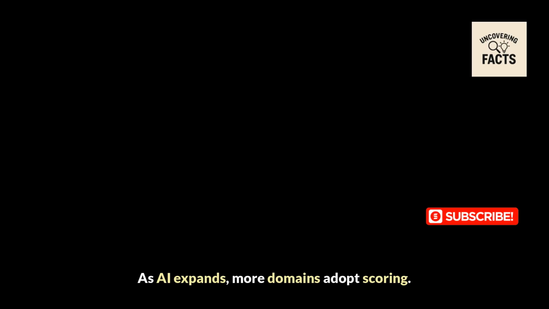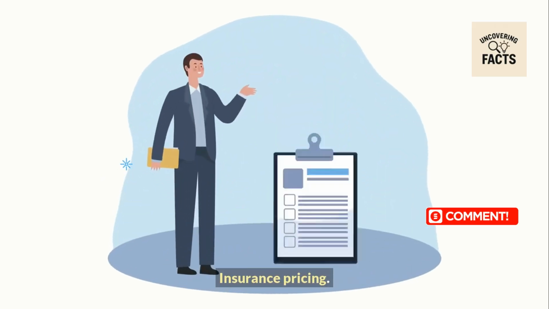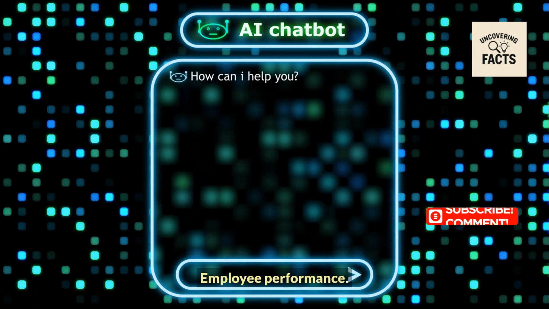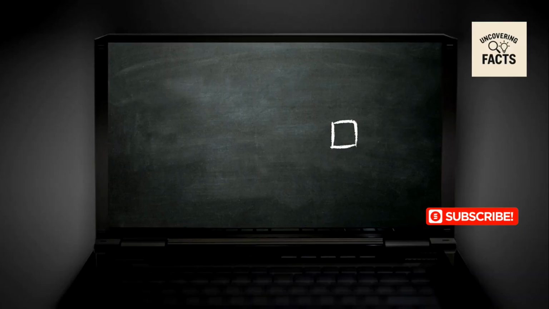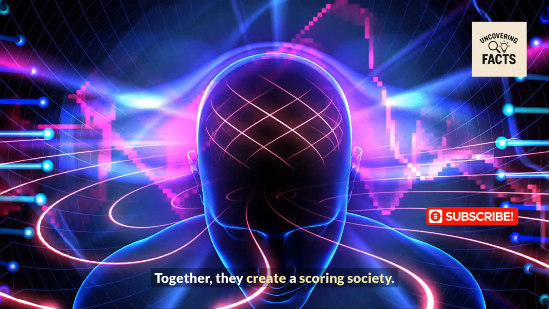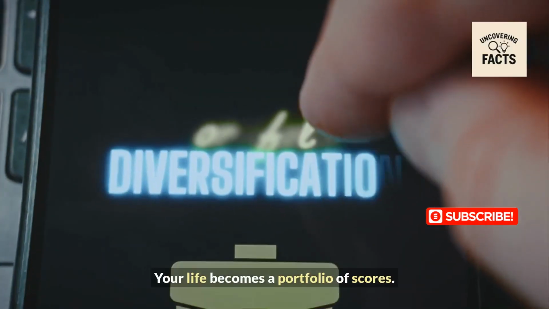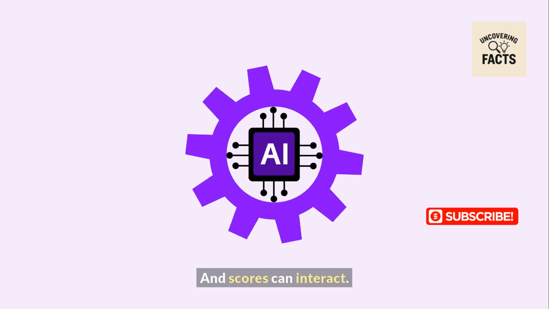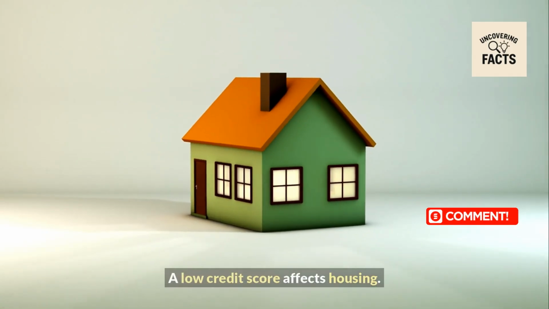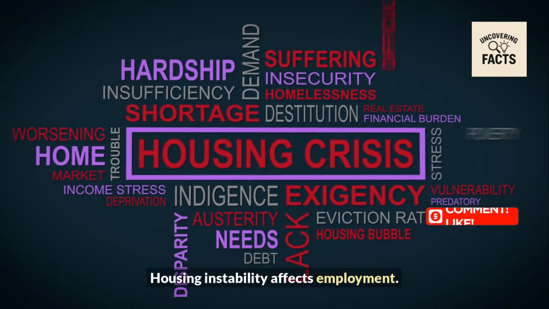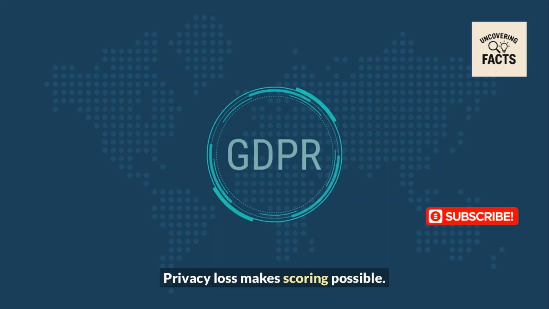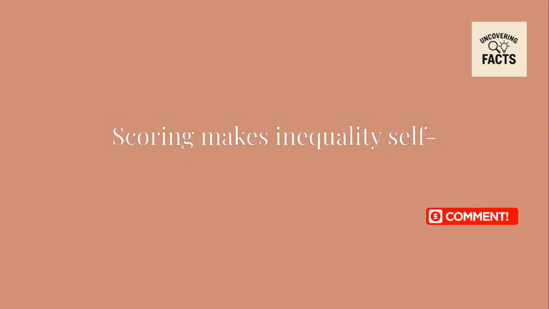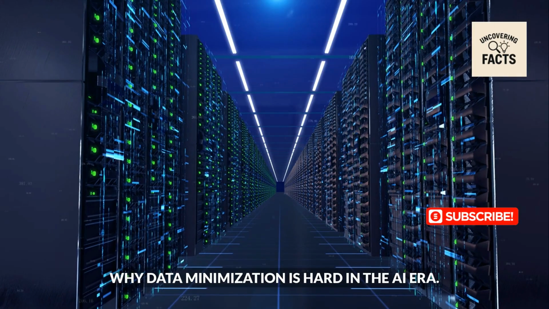17. The scoring society problem. As AI expands, more domains adopt scoring. Credit scoring, insurance pricing, tenant screening, employee performance, student risk, customer value, security risk. Each score alone may seem manageable. Together, they create a scoring society. Your life becomes a portfolio of scores. And scores can interact. A low credit score affects housing. Housing instability affects employment. Employment instability affects insurance. Everything becomes linked. Privacy loss makes scoring possible. Scoring makes inequality self-reinforcing.